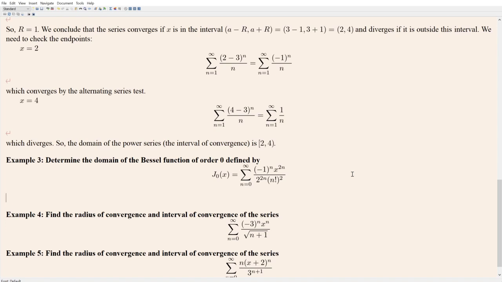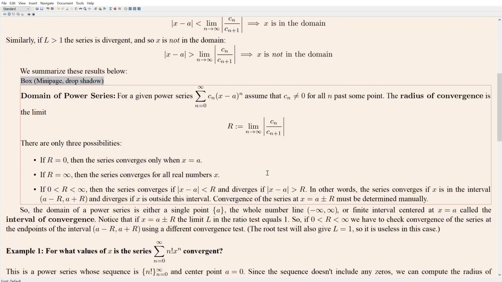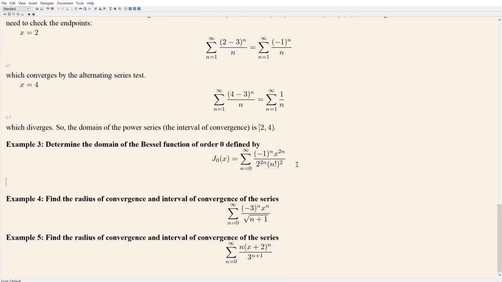So what we need to do here is find the domain of the Bessel function. Notice this isn't exactly in the form that we want, because for a power series we need to have a power of n, but here we have a power of 2n. So only even powers are showing up here. So what does that mean for us?